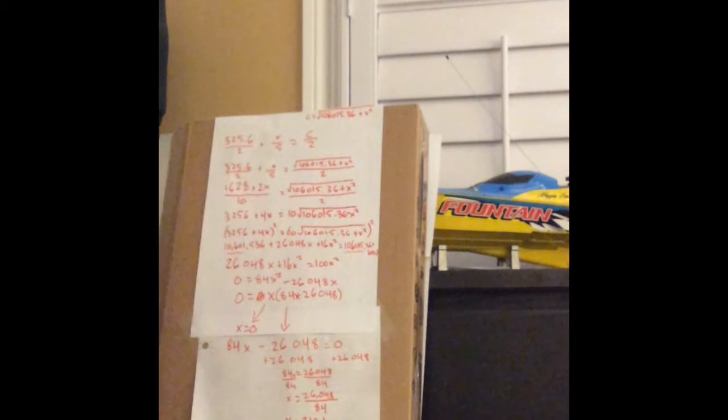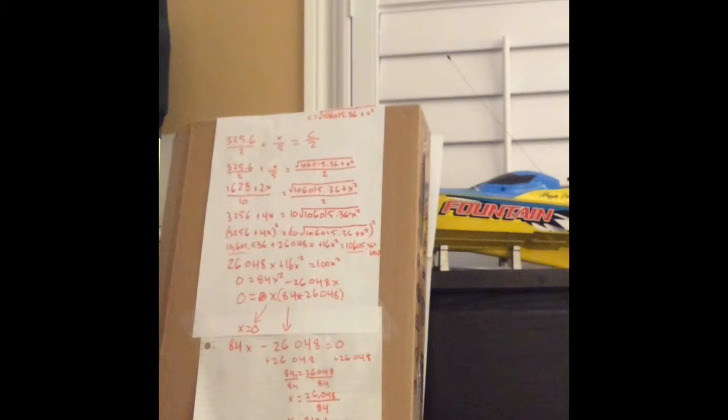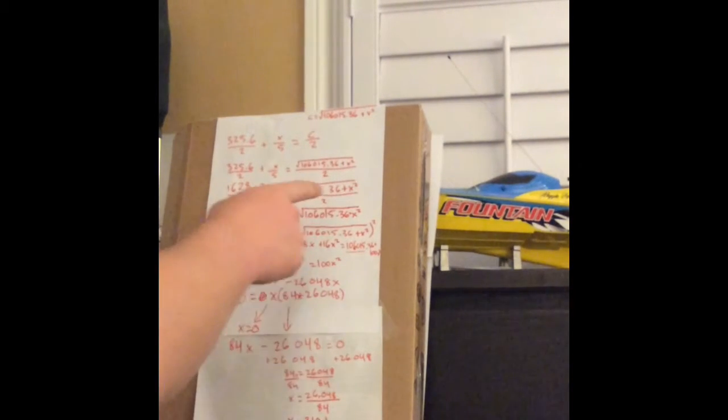So we can combine these two equations with the common denominator of 10. So we get 1,628 plus 2x all over 10, and then equals our square root of 106,015.36 plus x squared all over 2. So we can cross multiply to get rid of our denominators and get rid of our fractions. So now we have 3,256 plus 4x equals 10 root 106,015.36 plus x squared. So now we try to get rid of the x squared.